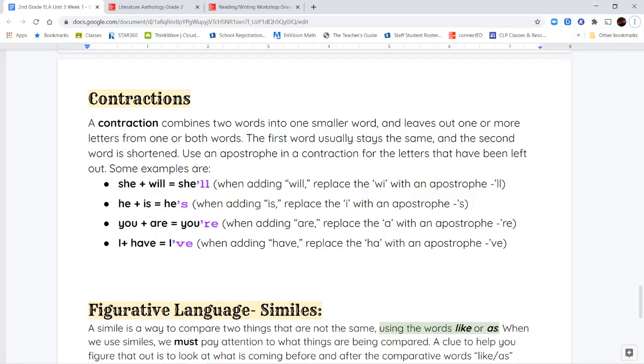Now, if I'm combining words with the word have, so I have, I'm going to take out more than just one letter. I'm going to take out the first two letters. So I'm going to take out the HA and replace the HA with an apostrophe instead. So I have becomes I've.